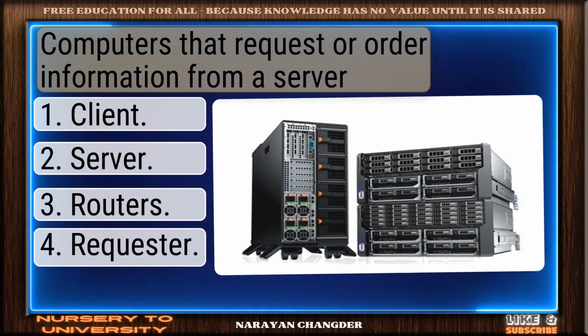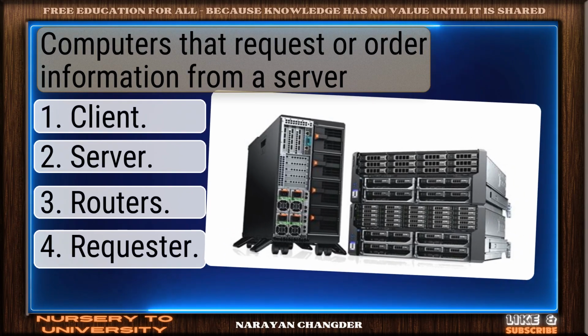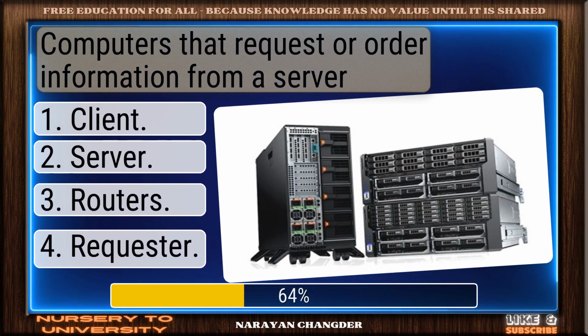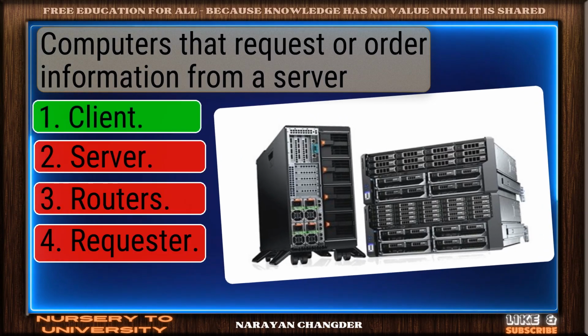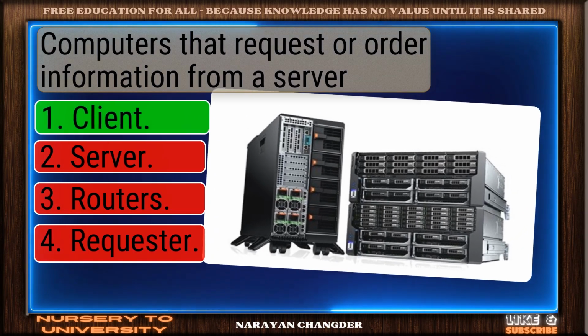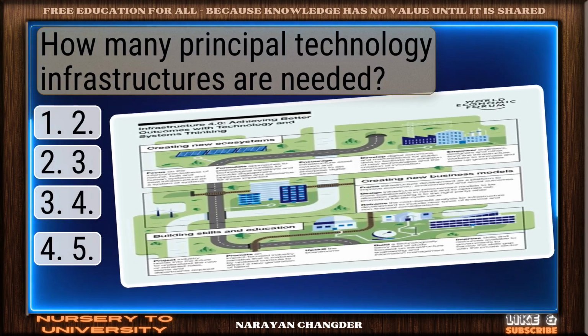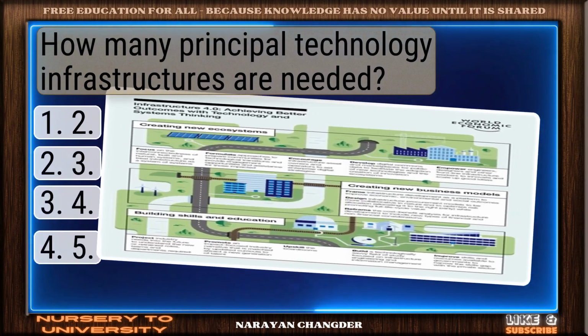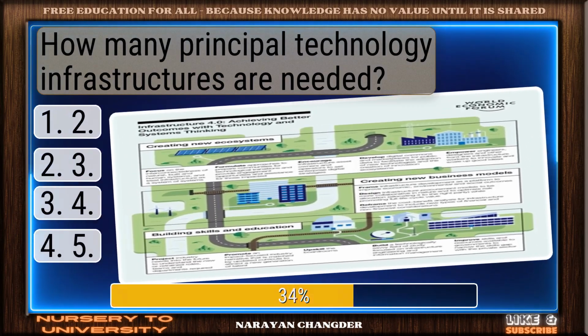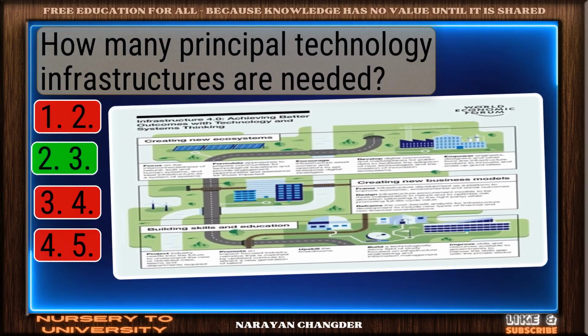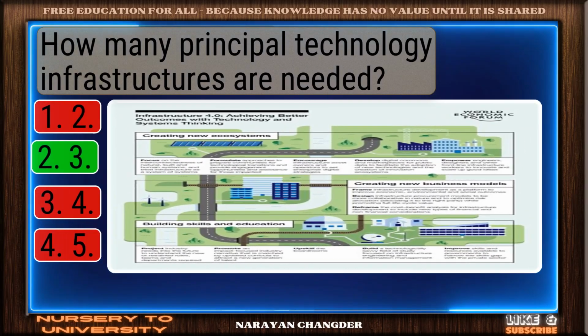Computers that request or order information from a server. You're right. Client is correct. How many principal technology infrastructures are needed? Good job. 3 works well.